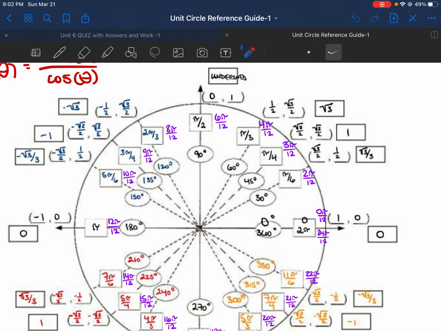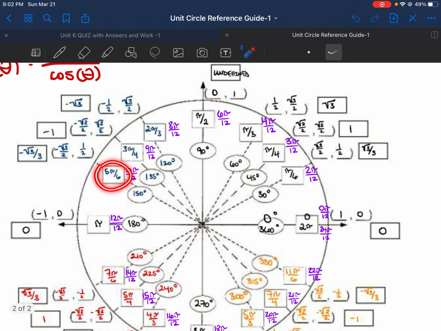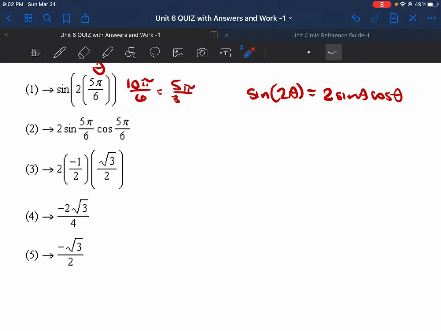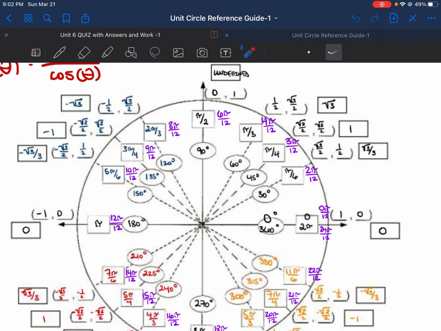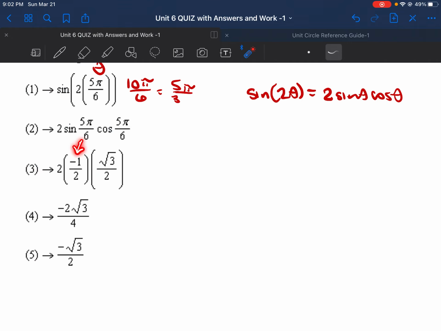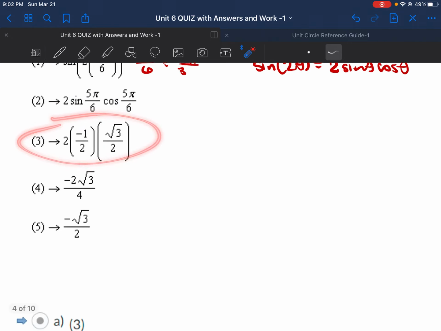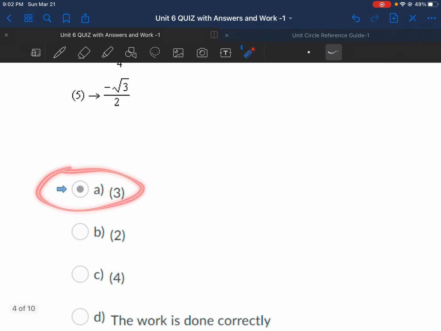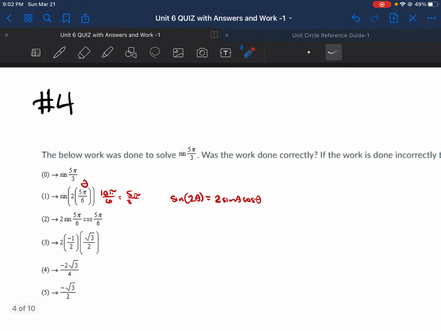So 5 pi over 6, here we go. Sine of 5 pi over 6, the y value is 1/2. So that, they put negative 1/2. And again, let's just verify. There's 5 pi over 6. Sine is the y value. Sine should be a positive 1/2. They have negative 1/2. Line 3 is the mistake, and that's our correct answer right there. That's where the mistake happens.